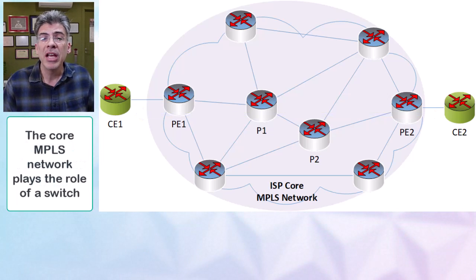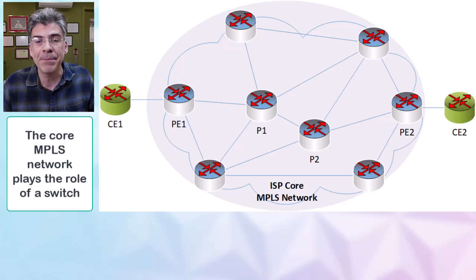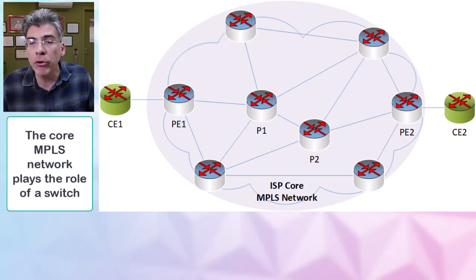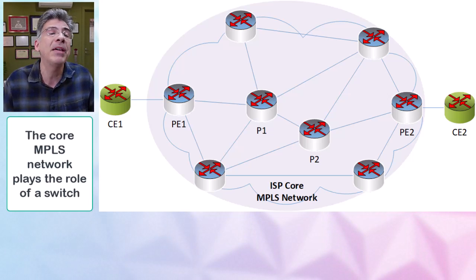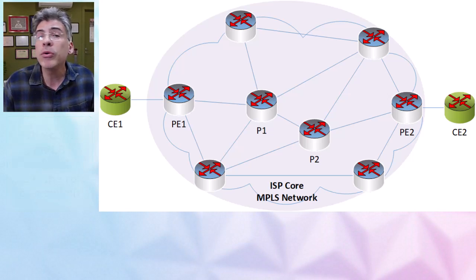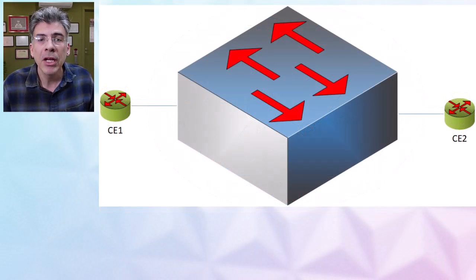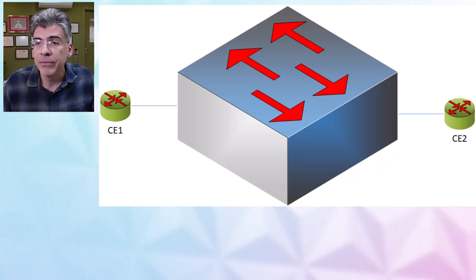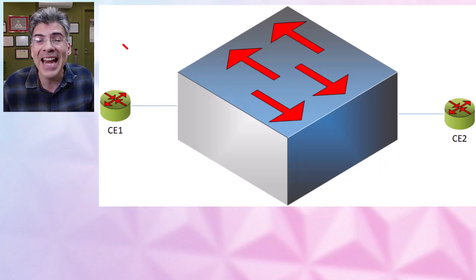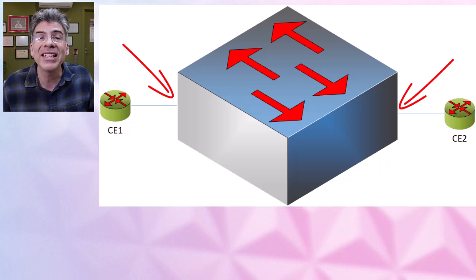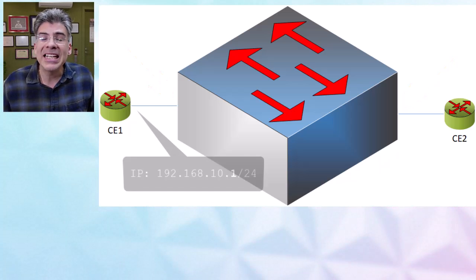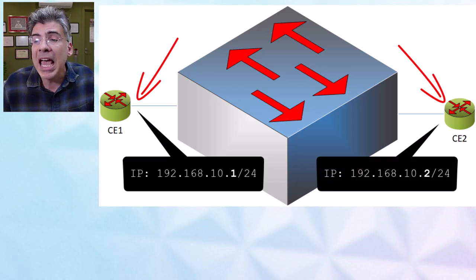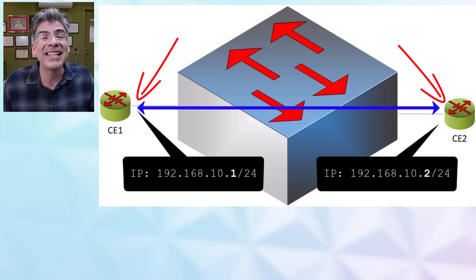In simple terms, the MPLS infrastructure of the ISP plays the role of a switch. If we assume that the Layer 2 protocol we want to transport over the MPLS network is Ethernet, you can think of it like this. The whole of the MPLS infrastructure is simply one large switch, where the various customer networks are connected to ports that are configured on the same VLAN. The result is that hosts on the same subnet at this location and at this location will be able to communicate with each other on the same subnet.